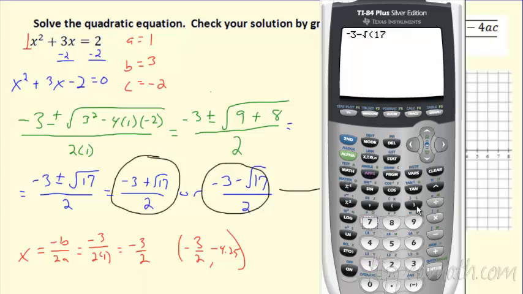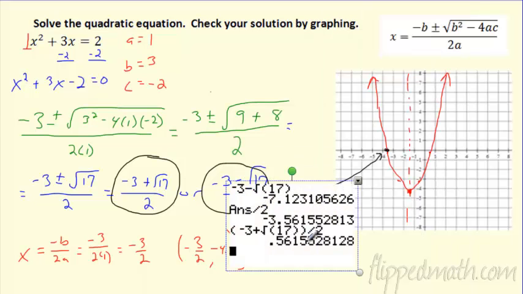I want you to be able to find the decimal form. So we have the exact form. There's the decimal form. If I subtract them on top, then divide it by 2, it should be negative 3.56. And if you want to do it in one step, you can go negative 3 plus the square root of 17. Just make sure you're dividing the whole top, so use those parentheses. That's divided by 2. I don't care how you do it, as long as you get the right answer.